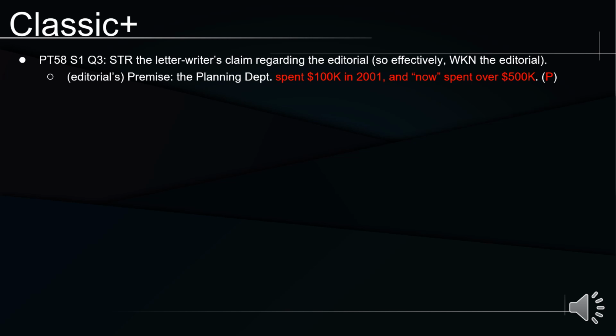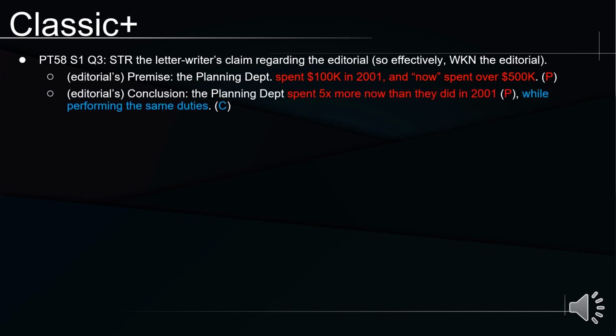So that's the premise. The editorial's conclusion is that the planning department spent 5 times more now than they did in 2001, which is, again, exactly what was proved by the numbers in the premise, while also performing the same duties. Part of the challenge for this particular stimulus is that a lot of folks kind of get hung up on the fact that both the premise and the conclusion share the red part, and then you kind of forget, and then you can't really find out what the difference is between the premise and the conclusion.